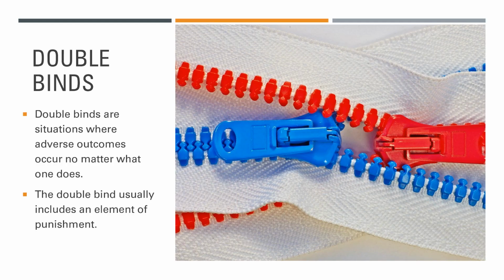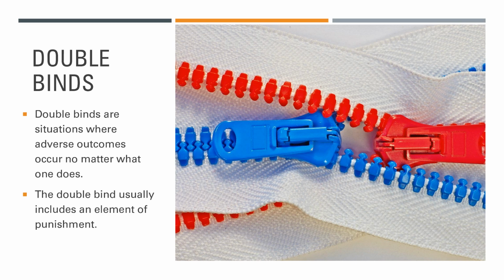Double binds. One of the first no-win situations we will study is the double bind. Double binds are situations where adverse outcomes occur no matter what one does. To make matters worse, the double bind usually includes an element of punishment.